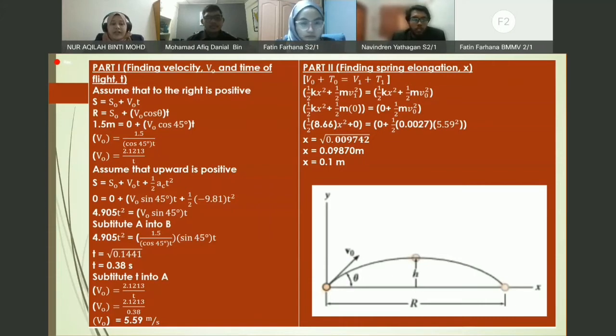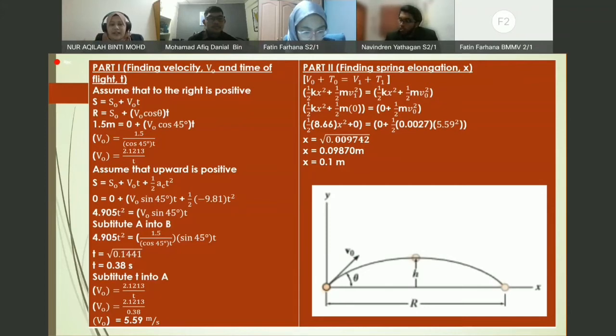Okay, for the second equation, we use the y-axis. We use another linear formula, which is s equal to s naught plus v naught t plus half a_c t squared. Since the ping-pong ball is launched forward, there is no final distance for the y-axis, so it becomes 0. And then the same thing, v naught becomes sine 45 degree, and a_c is the acceleration, which is the gravity, negative 9.81.